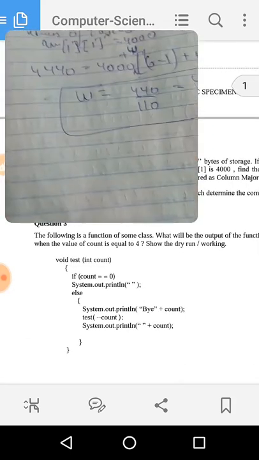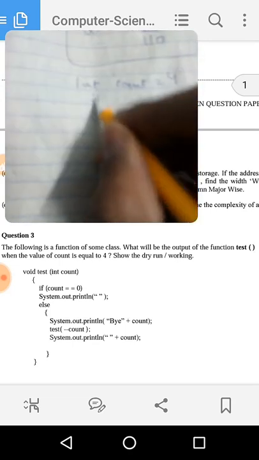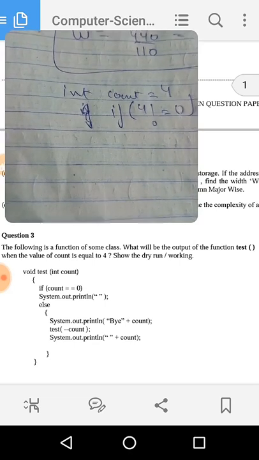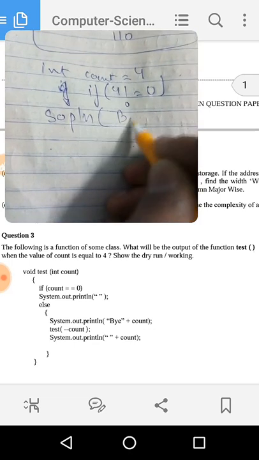And our next question is an output based question. So let's do this. A function is given and the value is 4. So void test int count equals 4. See, if count equals 0? No, 4 is not equal to 0, so it will go into the else statement and it will print the value.